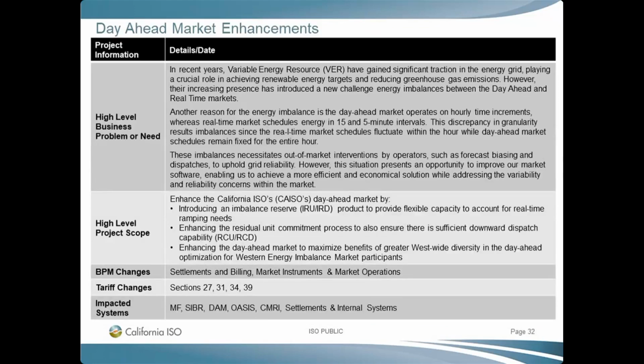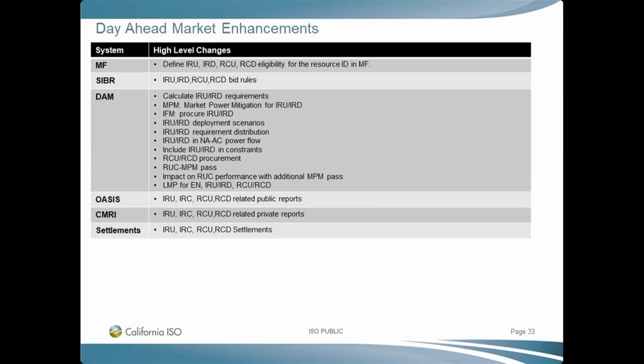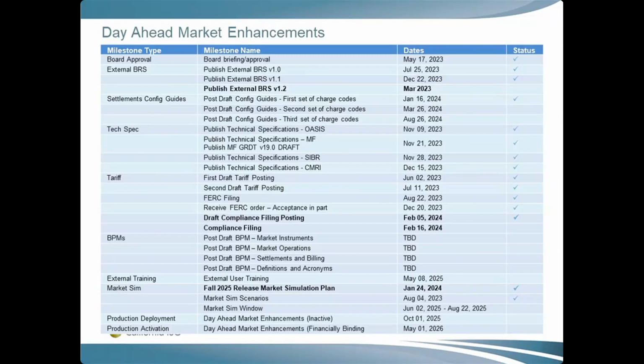We do have several updates for this as well, and we have some additional guest speakers. So for DAME, let's cover some milestones here, some new or recently completed. So for the BRSs, we had version 1.1, which we will touch on in the revision summary slides again. And then the team has forecasted another external BRS revision planned for March of 2023. Okay. And then for tariff activities, the draft compliance filing was posted yesterday with a call that is in progress right now. And then the compliance filing is planned for February 16. On January 24, we published the fall 2025 release market simulation plan that includes DAME and EDM. And those are the updates that I have for the milestones.